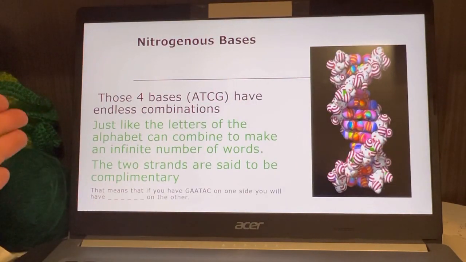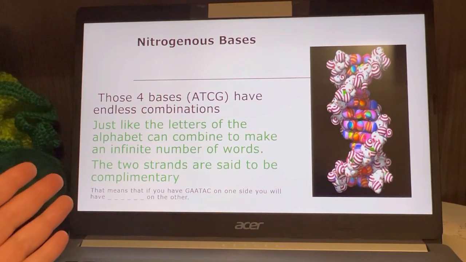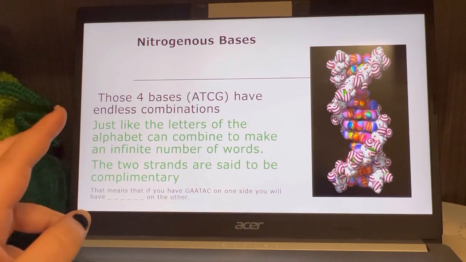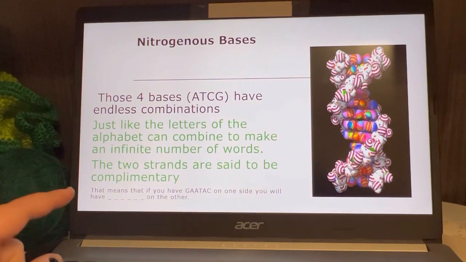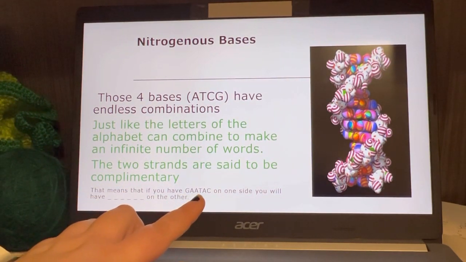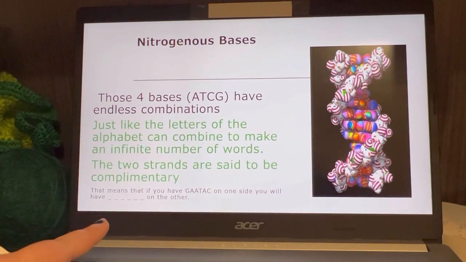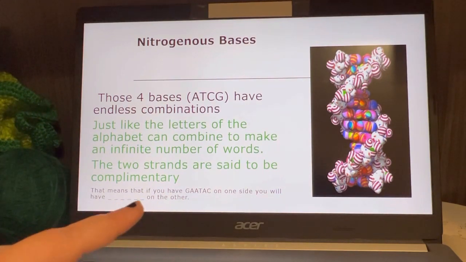Alright, so nitrogenous bases. These 4 bases have endless combinations, just like the letters of the alphabet can combine to make an infinite number of words. The 2 strands are said to be complementary because they match up and complement each other because they're the same shape. So that means if you have GAATAC on one side, you will have, and you have a blank spot to fill in here. So pause it, fill it in. And the answer you should have is CTTATG.